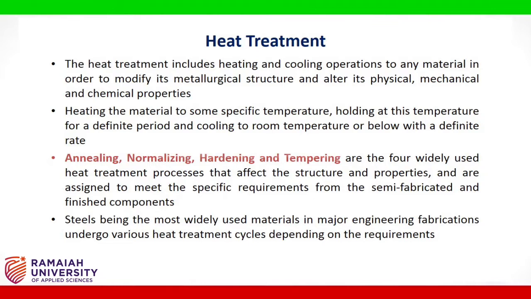Annealing, normalizing, hardening and tempering are the four widely used heat treatment processes that affect the structure and properties and are assigned to meet the specific requirements from the semi-fabricated and finished components. Steels, being the most widely used materials in major engineering fabrications, undergo various heat treatment cycles depending on the requirements.